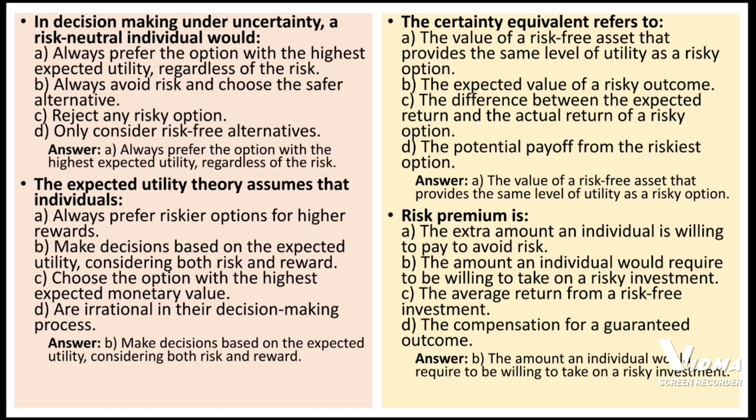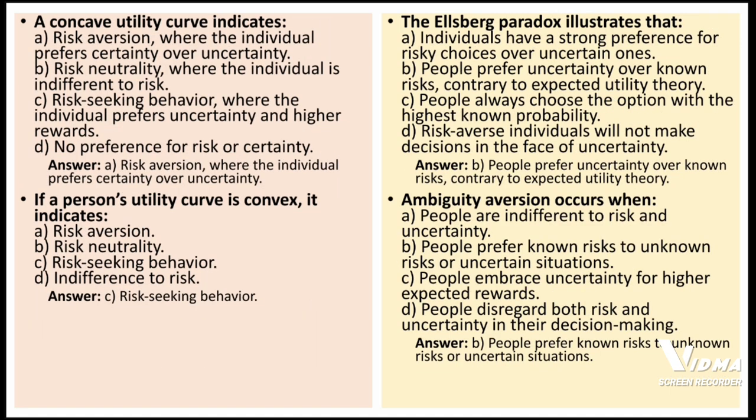Risk premium is, answer is B. The amount an individual would require to be willing to take on risky investment. A concave utility curve indicates, answer is A. Risk aversion, where the individual prefers certainty over uncertainty. If the person's utility curve is convex, it indicates risk seeking behavior. Answer is C. The Ellsberg paradox illustrates that, answer is B.